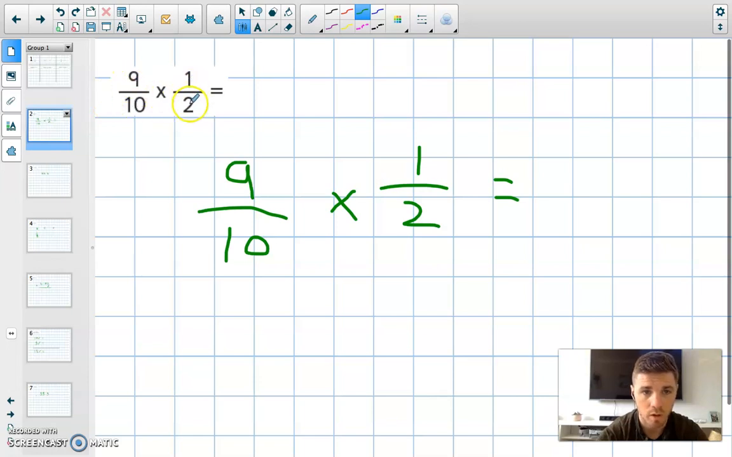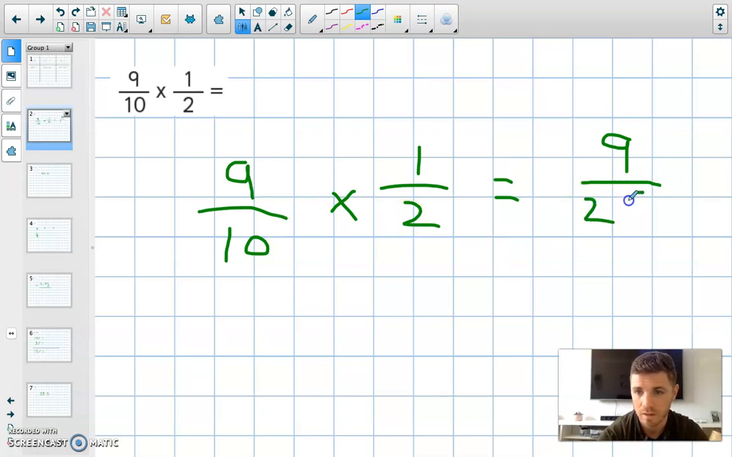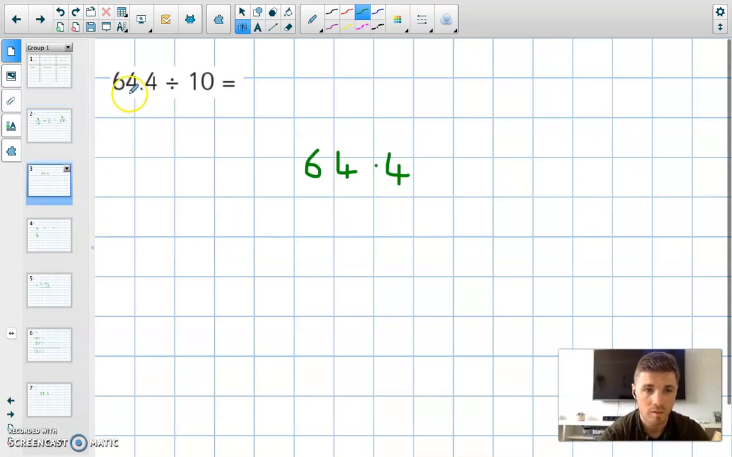9/10 multiplied by 1/2. Well, you know that you've got to multiply the numerators together. So 1 multiplied by 9 is 9, and 10 multiplied by 2 is 20. So the answer would be 9/20. Now you can't simplify this fraction, so you leave it as it is.